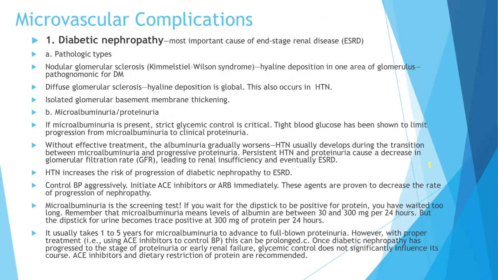Now let's talk about the microvascular complications. Now the most important cause is the diabetic nephropathy, which is the most important cause of end-stage renal disease in the US. Now there are pathological types like nodular glomerular sclerosis, in which you can see the Kimmelstiel-Wilson nodules, which is due to the hyaline deposition in one area of glomerulus, which is pathognomonic for diabetes mellitus. The diffuse glomerular sclerosis is where the hyaline deposition is global.